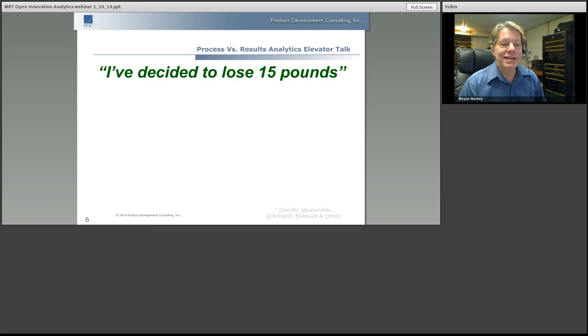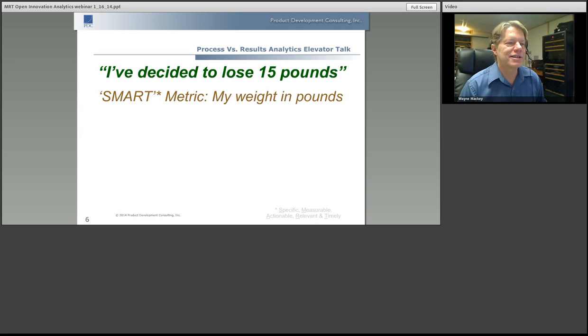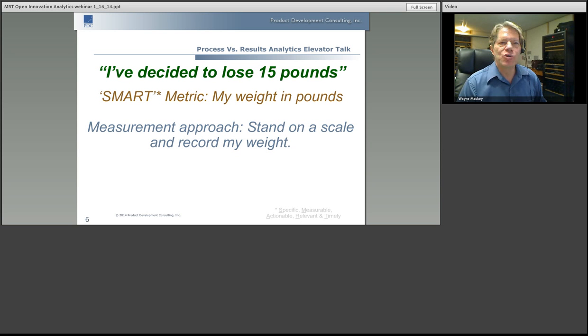So if I'm on a diet, and some of you may have been on a diet before, and I've decided to lose 15 pounds, let's think about the metrics associated with that. Now, many of you may have heard of the idea of SMART metrics, but it's pretty easy to measure my weight in pounds, right? I can jump on a scale and I can weigh myself and record my weight.